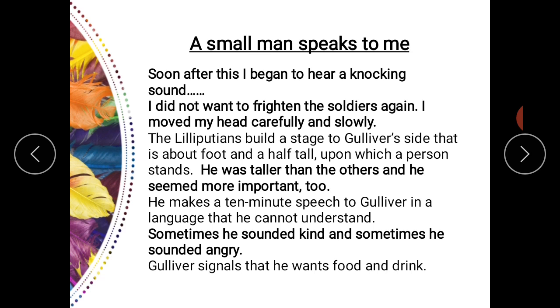The Lilliputians built a stage. Gulliver was able to see that the Lilliputians were building a stage to Gulliver's side, about 1.5 feet tall, upon which a person stands. In fact, there were 4 people standing on it, and one of them was taller than the others, and he seemed more important too. He made a 10-minute speech to Gulliver in a language that Gulliver was obviously unable to understand.